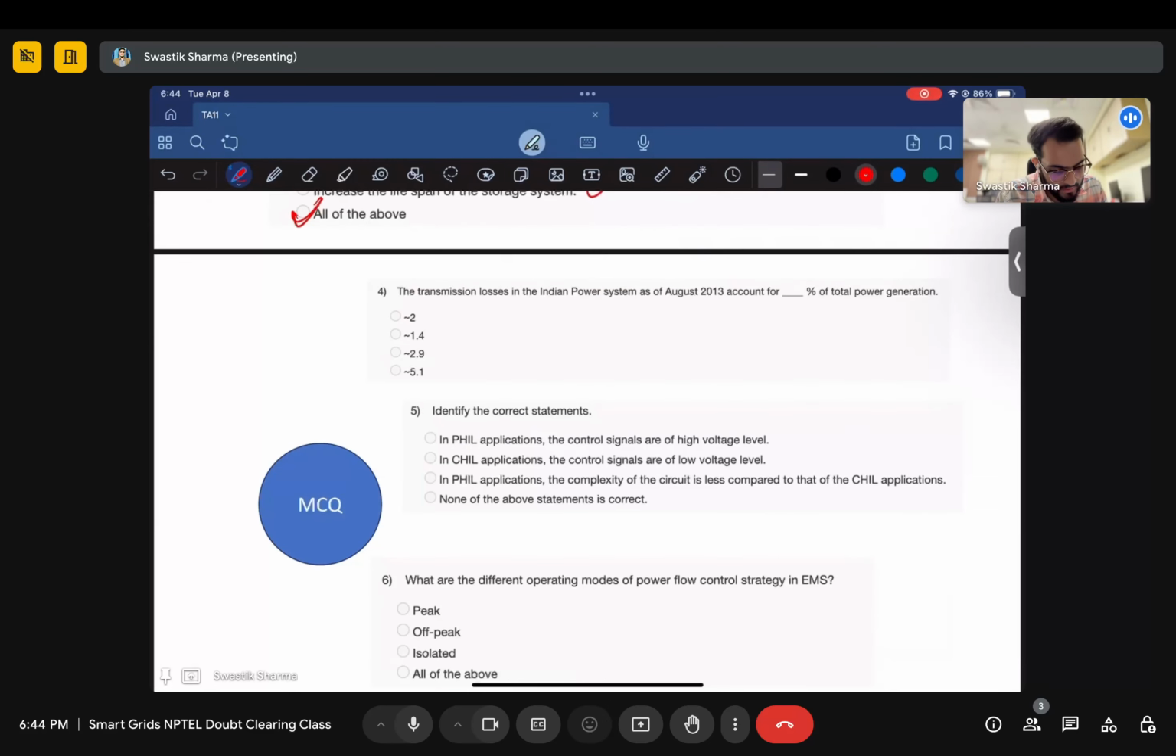Next, the transmission losses in the Indian power system as of August 2013 account for dash. So this is just data taken from the instructor slide. I will request you to please watch it, please see the slide, but still I'll give you the answer. The answer is 2%. So you see, this is huge. If let's say there is 250 gigawatt of generation, it's actually around 450, but let's assume 250 gigawatt. That means if you're generating 250, you are giving 5 gigawatt to transmission losses.